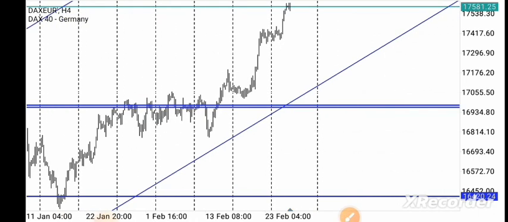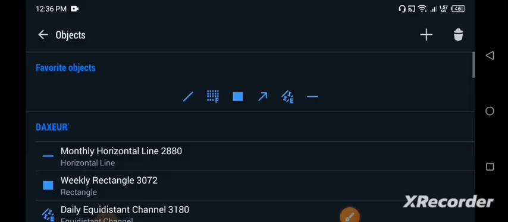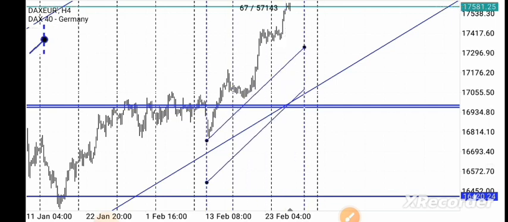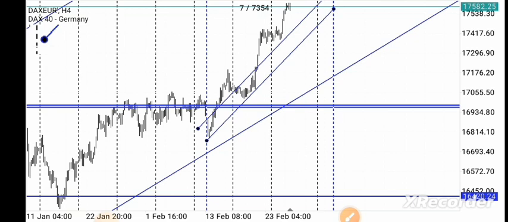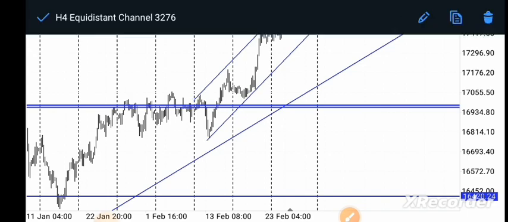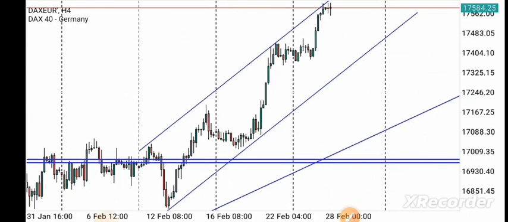On the H4 chart, I'm just going to start off by adding my H4 channel as well. I just hope that my lines are not confusing, guys. Just bear with me. There we go. Let's zoom in and see what's happening.